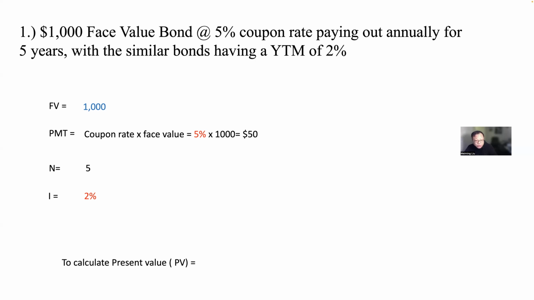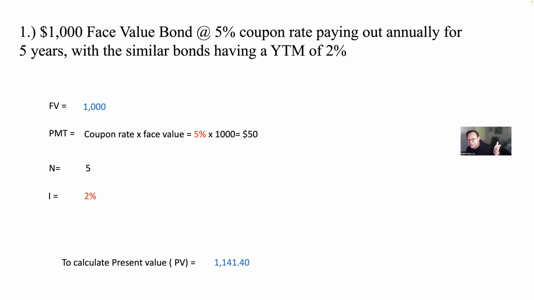You're going to enter 1,000 and press the face value button, $50 and press the payment button, 5 and press the N button, and 2% and press the I/Y button, and then press compute. You figure out the present value, that is $1,140.41. It turned out to verify our prediction. It is a premium. It's more than $1,000.